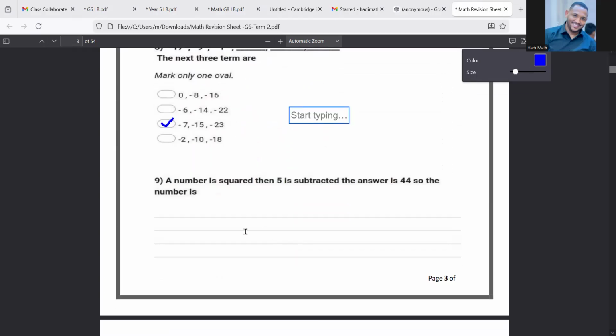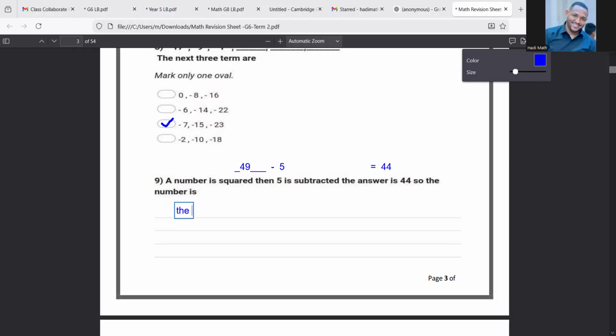Continue to question number 9. They say a number is squared. We square it, and when we square it, we get a number here. Then we subtract from it 5. Subtract 5, the answer is 44. So if we get back, we will see this number is quite clear as 49. So what number is squared to give us 49? So the number is 7.